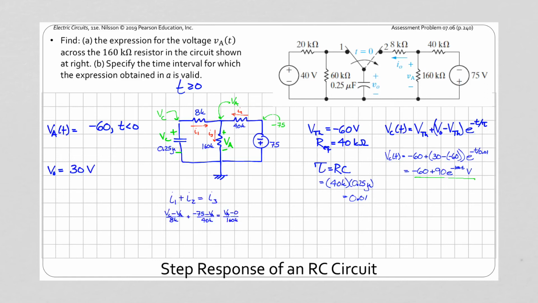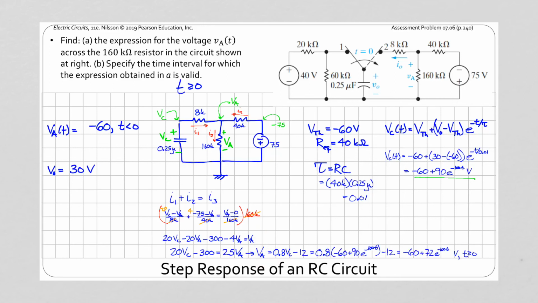I'll multiply through by 160K to cancel out all of the denominators. We can do some algebra here, distribute the extra factors to each case, and remember that we know what VC is. We have an equation for that. We're trying to solve for VA, so we move all the VAs to the right side of the equation, and we can divide through by 25 to isolate VA by itself. But again, we know what VC is. It's a known function, so we can go ahead and plug that in and simplify to get a simpler function for VA.